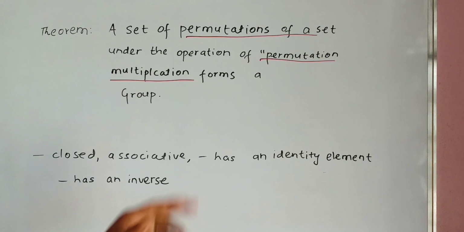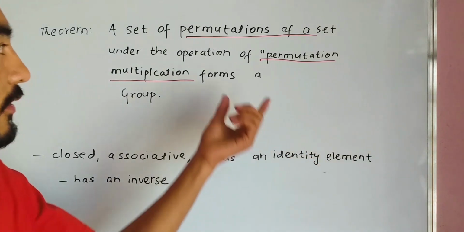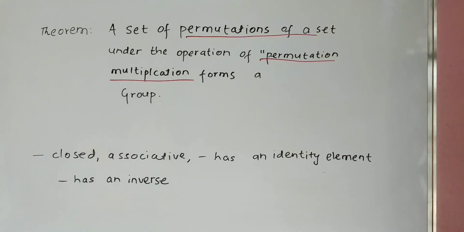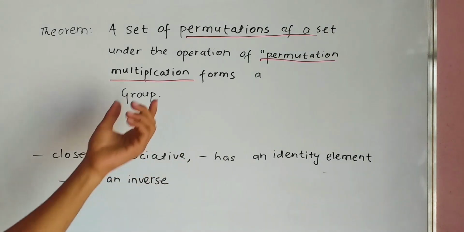Third, the set of permutations has an identity function. That identity function works as an identity permutation for this set. And finally, permutations are bijective functions from S to S. A bijective function has an inverse function. Therefore, every permutation has an inverse permutation as inverse element. So, a set of permutations of a set under the operation of permutation multiplication satisfies all the four axioms of a group, therefore forms a group.